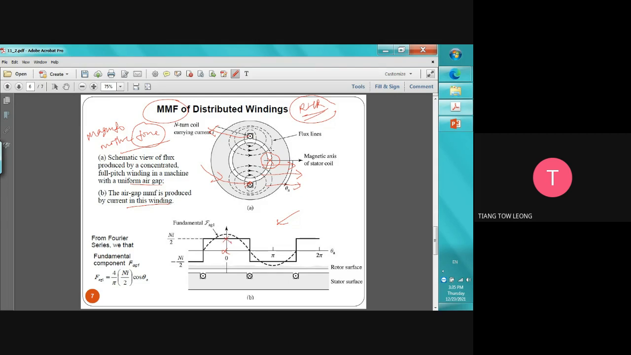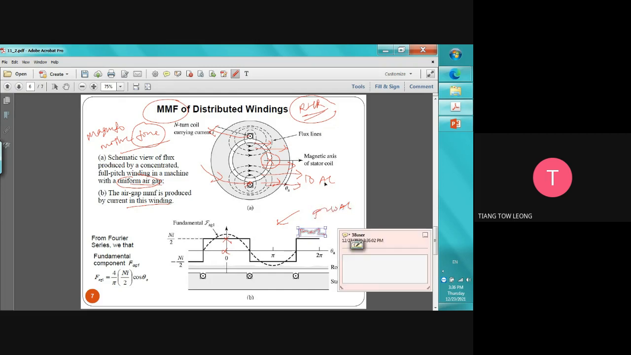Same as well, because we assume it is uniform again, all the forces will be towards like this. Let's say this one is 10 ampere turns. MMF F equals Ni, whereby it is current times turns, ampere turns.